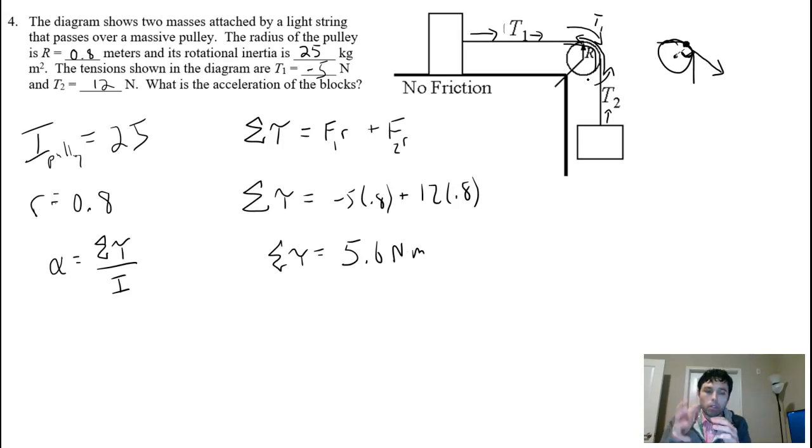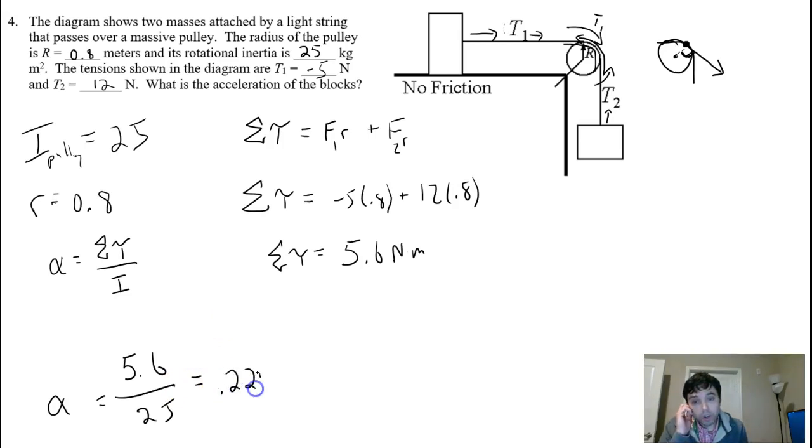So as the pulley turns, so do the ropes, which also moves the masses because they're all attached to each other, right? So the net torque we said was 5.6. The moment of inertia of the pulley is 25. And that's going to give us our angular acceleration, and that is 0.224 radians per second squared.